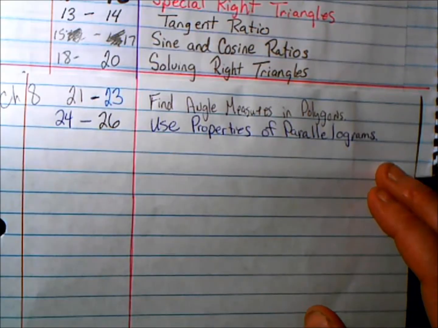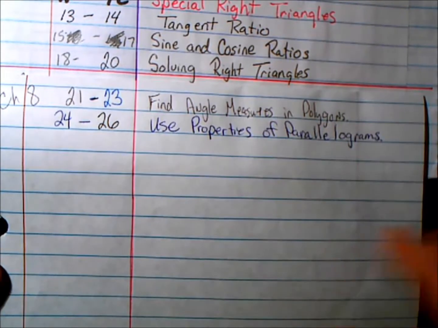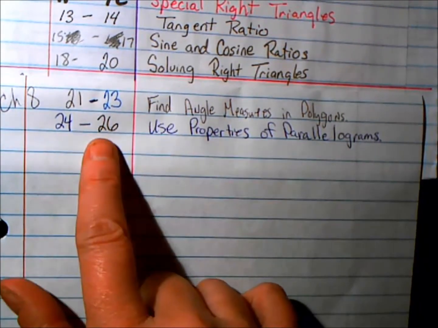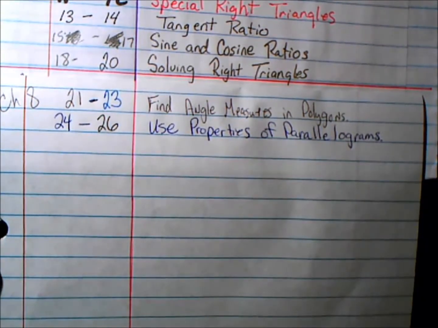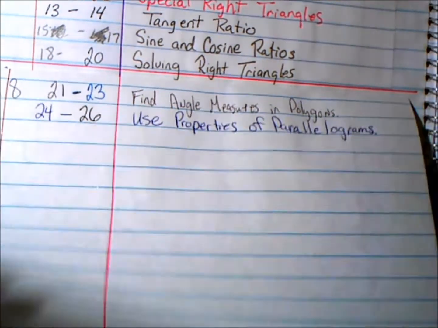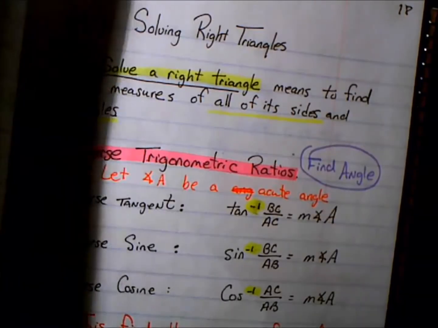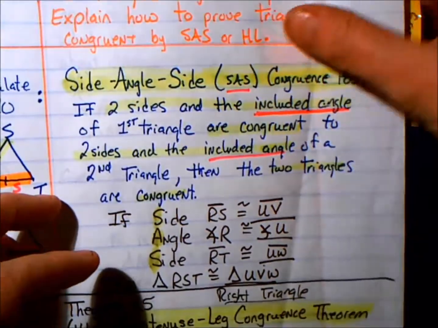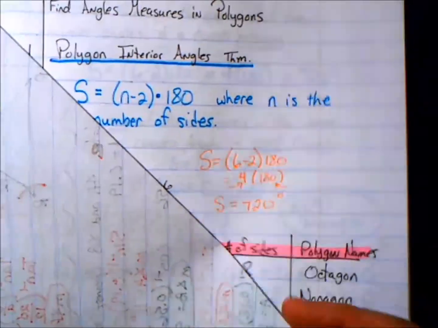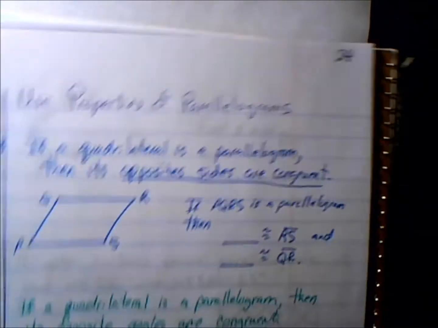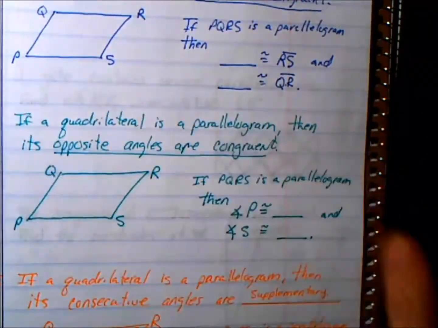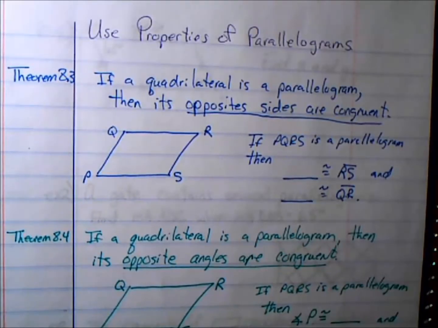Okay, here's notes number 2 for 8.2, 24 through 26. Use properties of parallelograms. Okay, so let me go to that page. Okay, it says here use properties of parallelograms. Theorem 8.3.